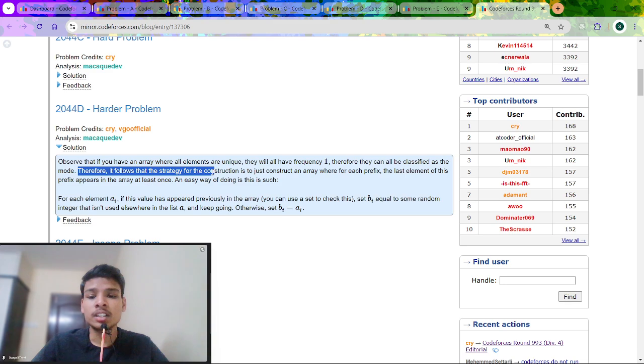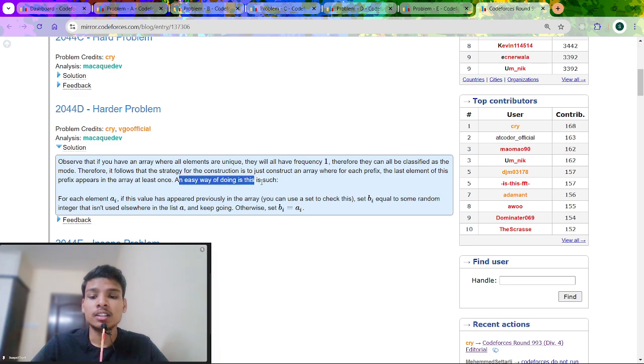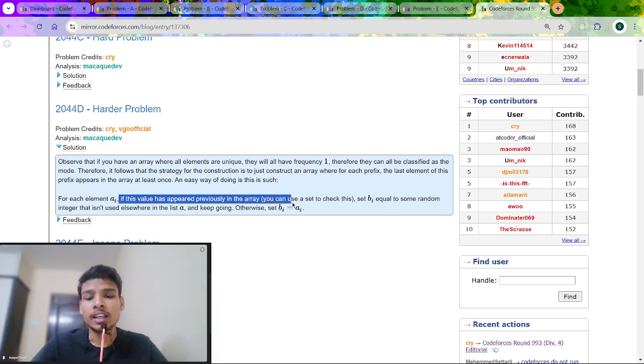Therefore the strategy for the construction is to just construct an array where for each prefix, the last element of this prefix appears in this array at least once, which means the at-least-once condition should be satisfied. And yeah, we can do it. For example, for each a of I, if the value has appeared previously in the array, you can use a set to check this.